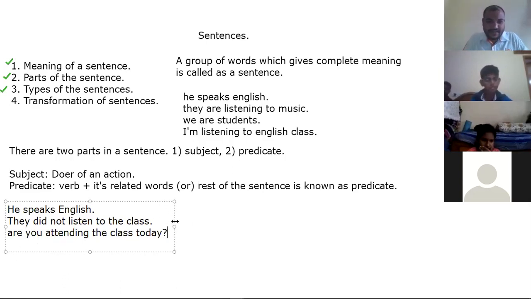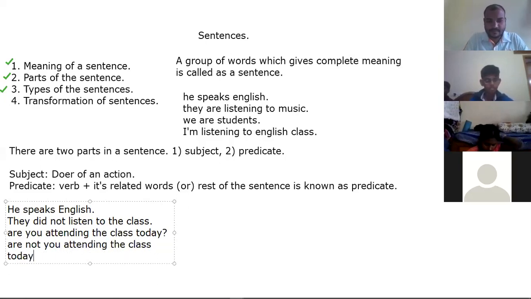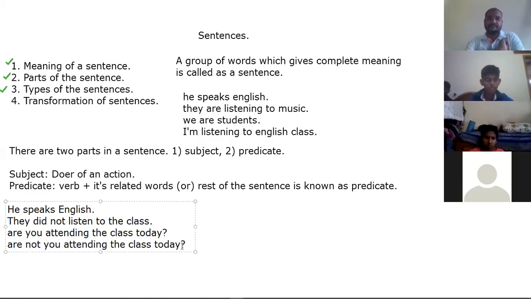So what is the third example I have given here? Are you attending the class? Very good. Right. What is the fourth example here? Are not you attending the class today? Right. Are not you attending the class today? Right. One more example. I'll give you one more example.